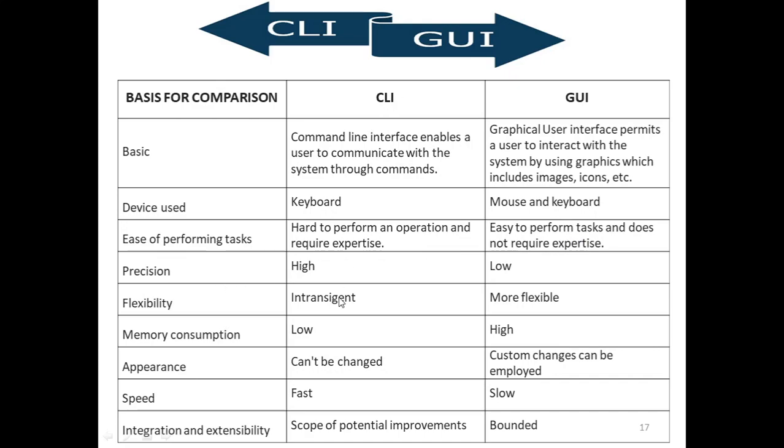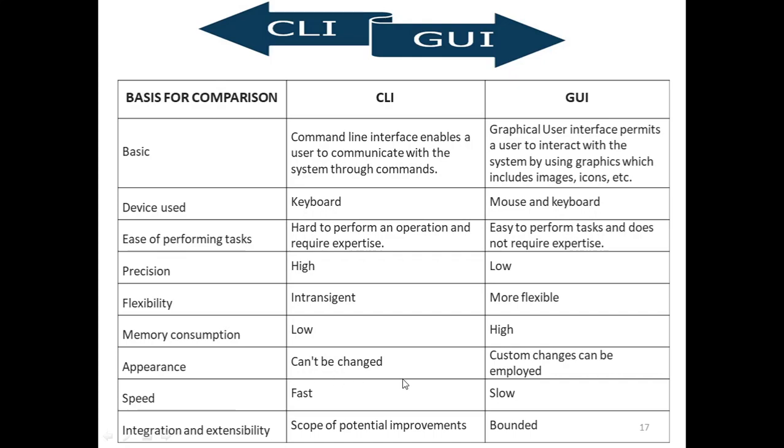Precision: in case of CLI it is high and in case of GUI it is low. As far as flexibility is concerned, CLI is intransigent and GUI is more flexible. Memory consumption: in CLI it is very low and in GUI it is very high. As we have seen, in CLI you have to type the command for performing a particular task, and in GUI you have to double click on a particular icon or menu to perform a particular task, and in the back end there is a program written to perform that task. So obviously memory consumption for GUI is high.